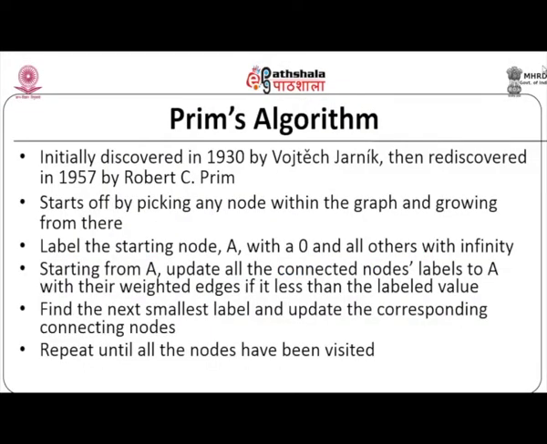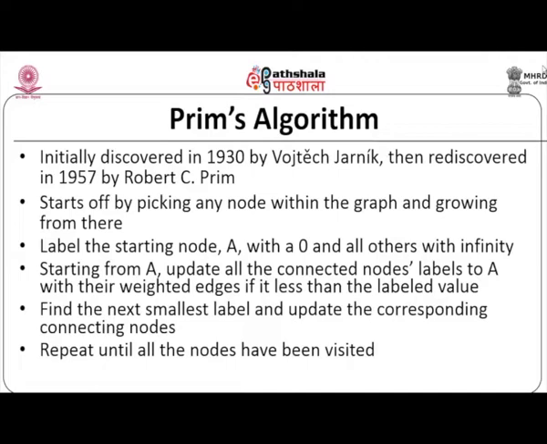Now, let us go to the Prim's algorithm. It was initially discovered in 1930 by Vojtěch Jarník, but it was later rediscovered in 1957 independently by Robert C. Prim. So, Prim is the name that is given to the algorithm called the Prim's algorithm. Now, while the previous algorithm that we discussed, the Kruskal's algorithm, is designed with edges, where you build a graph by selecting edges, in Prim's we start off by picking any node within the graph and we grow from there. Okay. So, it can start with any node.